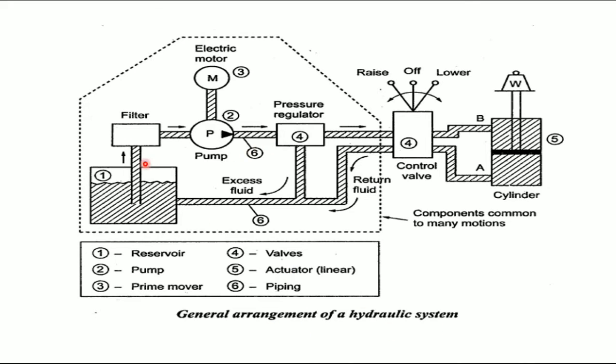It has one reservoir, a filter, then the main heart, the pump. The heart of the system is the pump. This pump is connected to a motor. When the motor rotates, the pump rotates. Then this is the pressure regulator. Then this is the DCV. When the rise position is activated, the load will be lifted. When the off position is activated, the constant position will be maintained. When the lower position is activated, the load will come down.